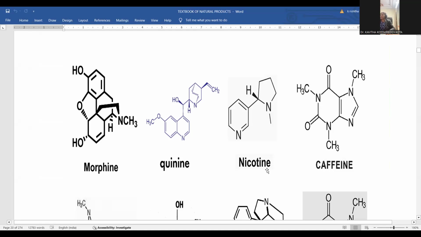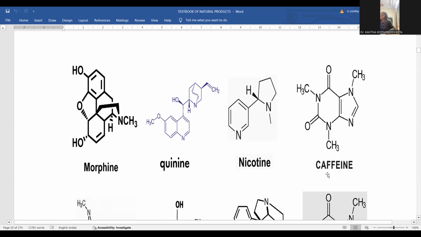Let me go with another exceptional liquid alkaloid. Liquid compounds are rare among the alkaloids. Nicotine is the liquid one, extracted from tobacco. It has pyridine and pyrrolidine rings, where you can notice pyridine and pyrrolidine both connected together. This pyridine-pyrrolidine ring system is called nicotine, which has an addiction property and limited applications in medication.